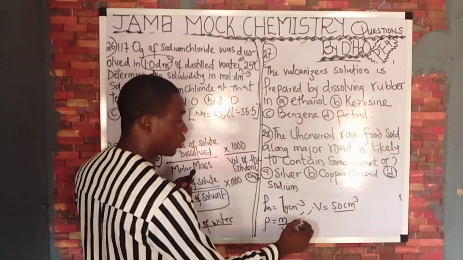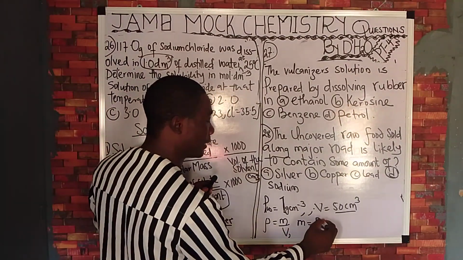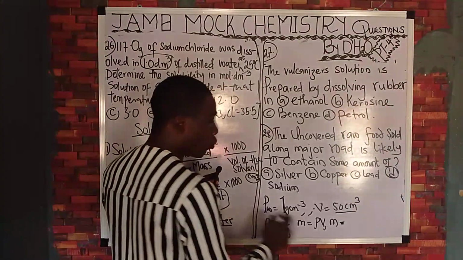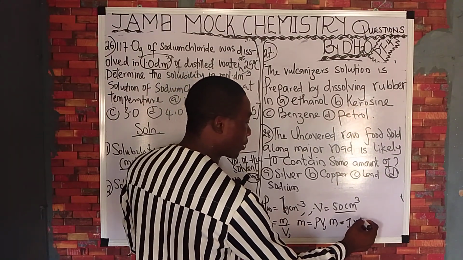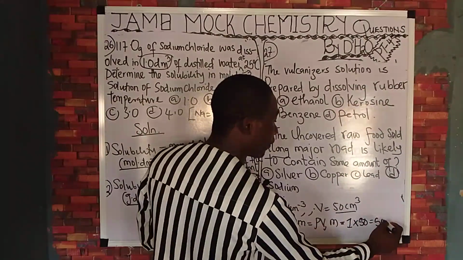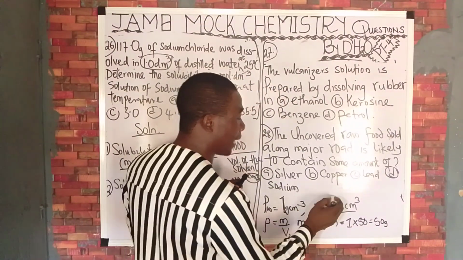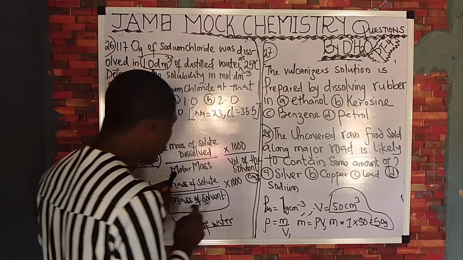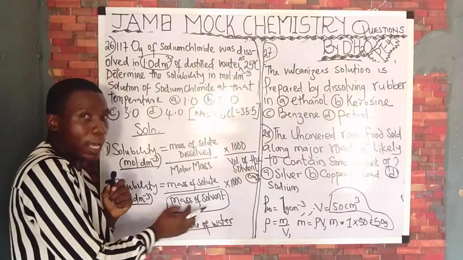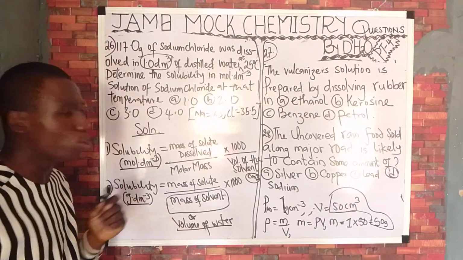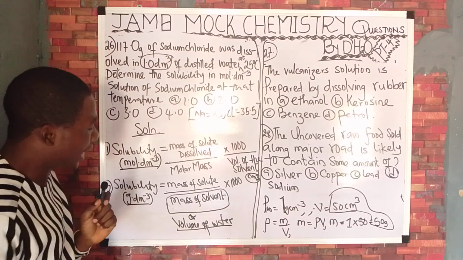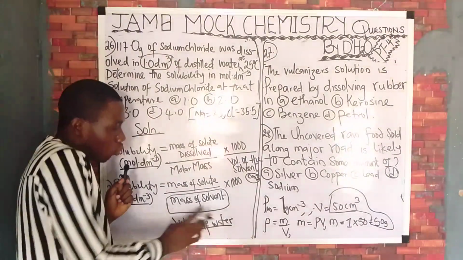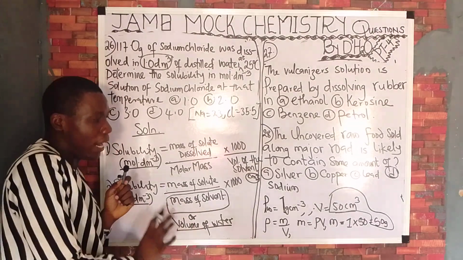Now, if you are looking for mass, you can say mass is density times volume, and that will make the mass of the water or solvent what? 1 times 50, and that will still give us 50 grams. So if you watch very well, you see that the volume of water is equal to the mass of water. If they give you volume in place of mass, just put it into this formula and you still get the same answer. You don't have to worry yourself to calculate the mass. That's why I said mass of the solute over mass of the solvent, or volume of the water, if it is talking about water.